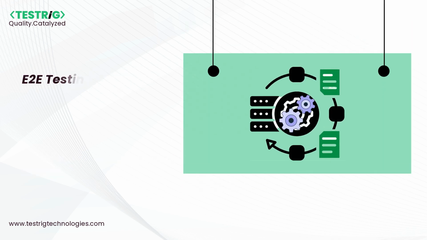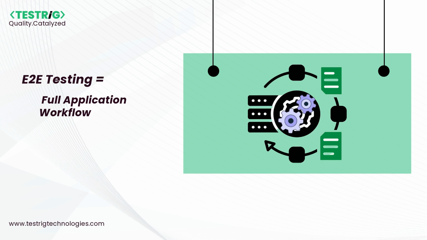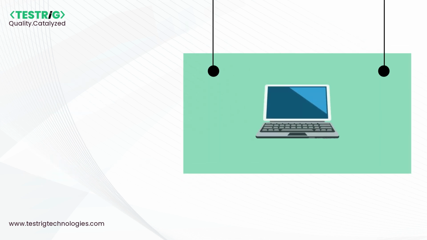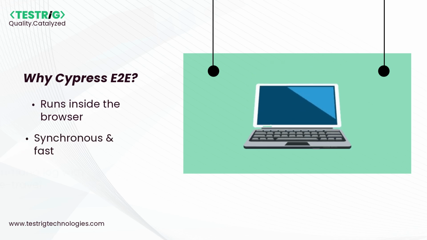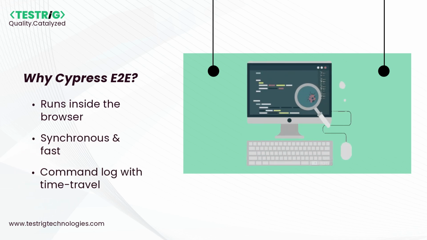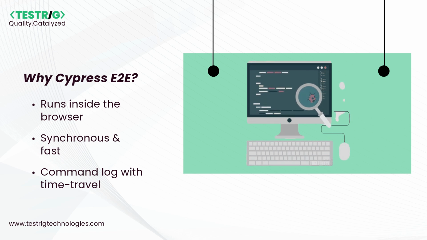End-to-end testing ensures the complete application flow, from UI to APIs and databases, works as expected. It's about simulating real user actions like login, checkout, and profile updates. Unlike tools like Selenium, Cypress runs inside the browser. It offers native access, time travel debugging, automatic waits, and supports cross-origin testing and parallelization.